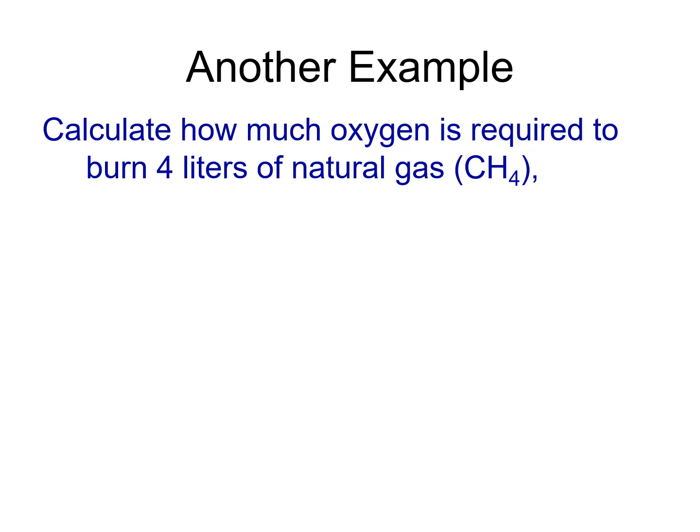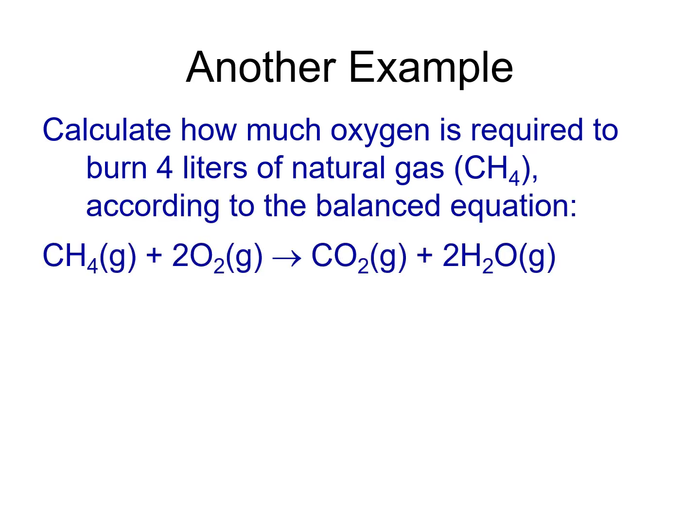Let's look at another example. Calculate how much oxygen is required to burn 4 liters of natural gas. Now, natural gas's formula, or methane, is CH4. If it reacts with oxygen, that means plus O2, and the products of this combustion reaction should be carbon dioxide and water. So here's the balanced chemical equation for the combustion of methane, or natural gas. We are asked to find oxygen, and we're given methane. We do not need the carbon dioxide and the water.